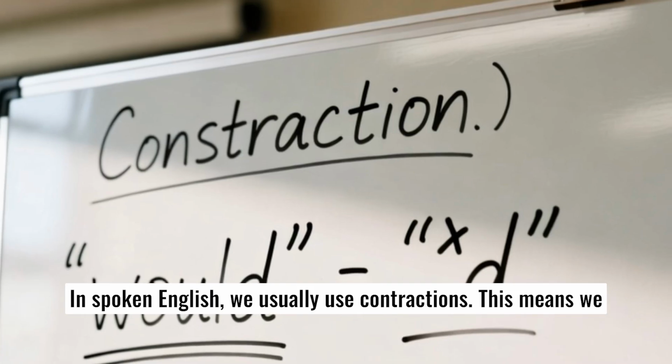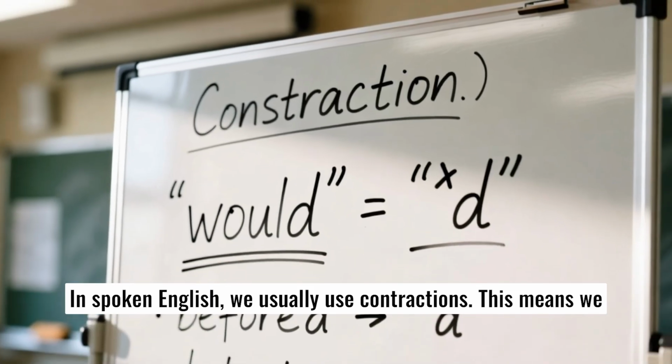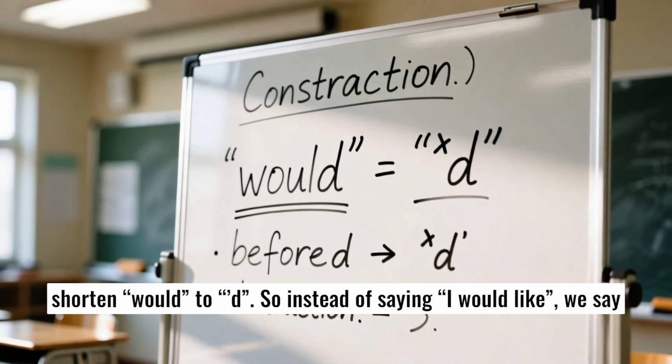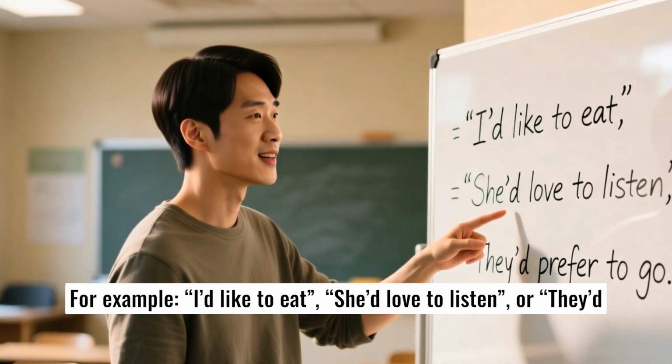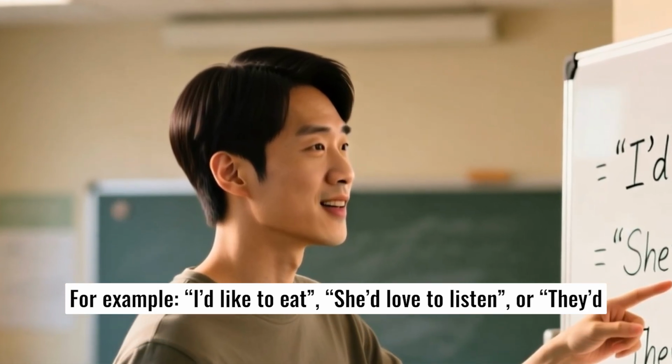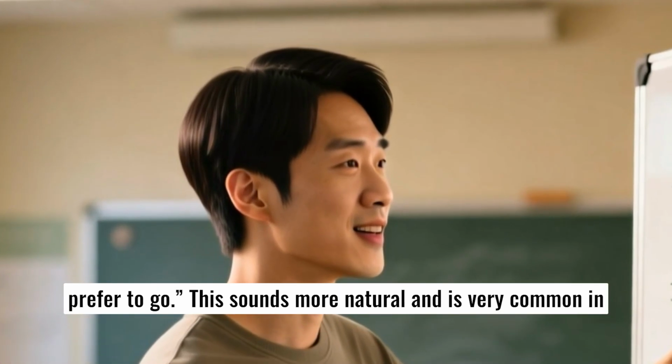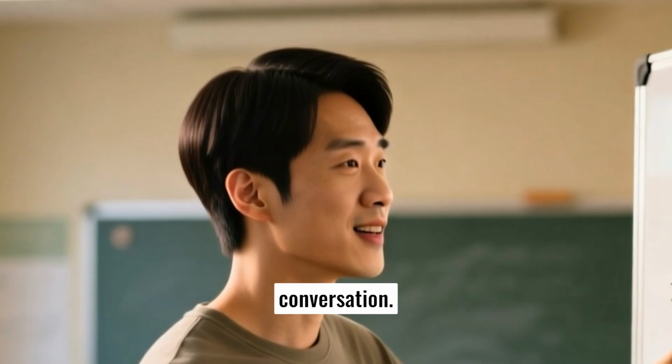In spoken English, we usually use contractions. This means we shorten would to 'd. So instead of saying I would like, we say I'd like. For example, I'd like to eat, she'd love to listen, or they'd prefer to go. This sounds more natural and is very common in conversation.